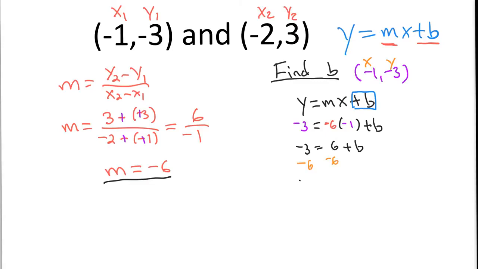So we get negative 9 equals b, the 6 cancels. So we do have the value of b. Now you guys put everything together.